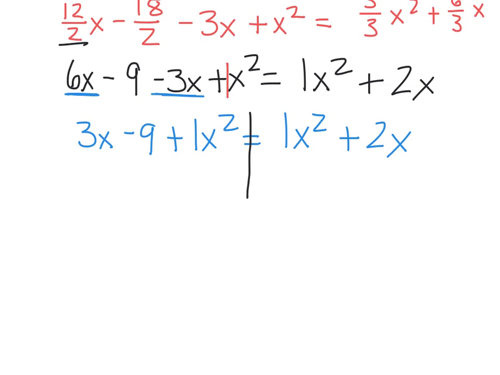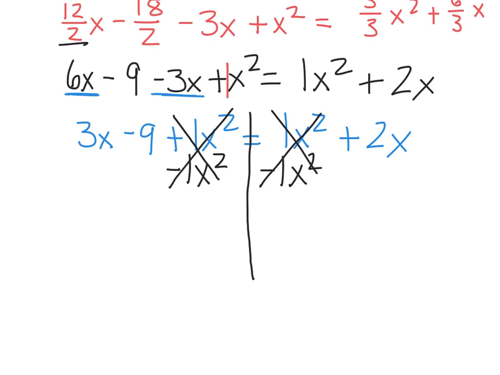So I'm going to split it up into a left side and a right side now, because I'm actually going to start moving terms. So I'm going to subtract this 1x squared, and subtract this 1x squared. Those cancel each other out and make 0, so instead of writing 0, I'm just going to go ahead and cancel them out, because they're worth nothing. And I'm going to copy down what I have left. 3x minus 9 equals 2x.